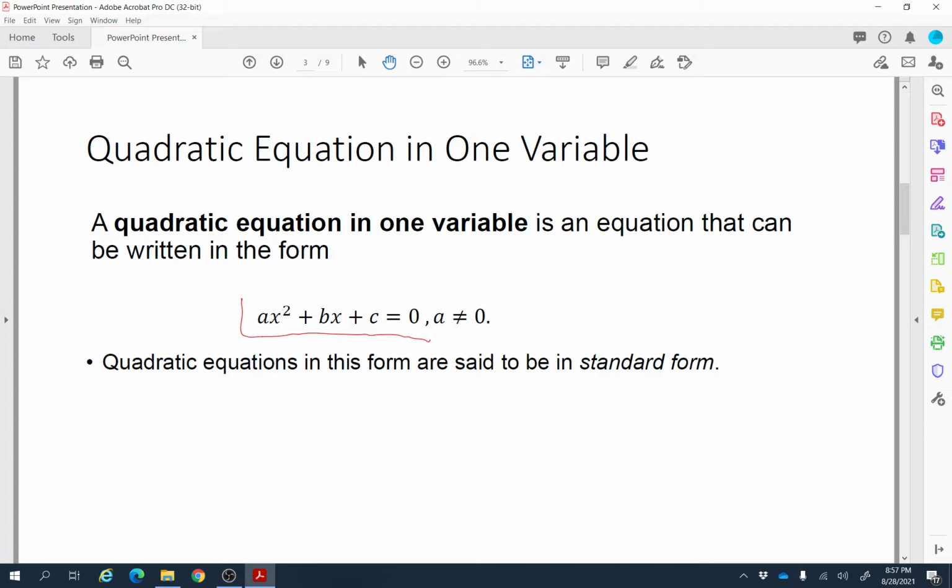Any quadratic equation can be formed by using this equation, ax squared plus bx plus c equals 0, where a, b, and c could be any real number. But make sure that a is not 0. If a is 0, then this equation becomes linear. Okay, so any equation of this form is called a quadratic equation. This form is also called the standard form of a quadratic equation.